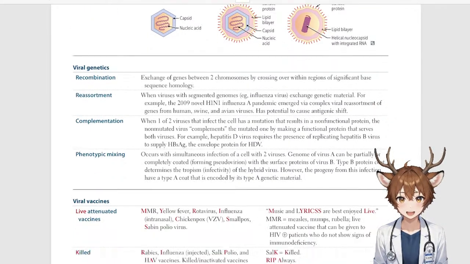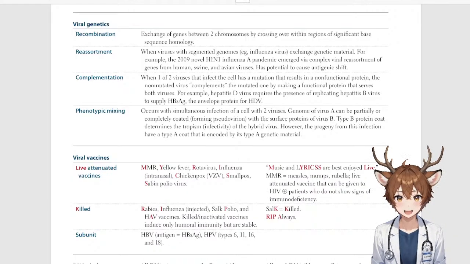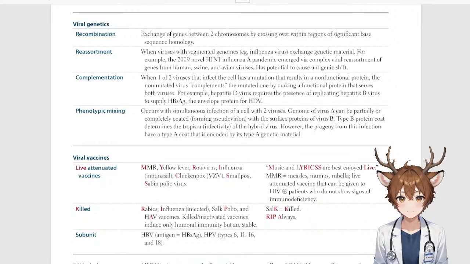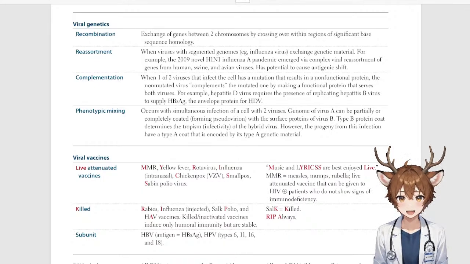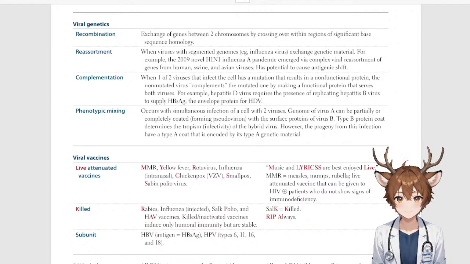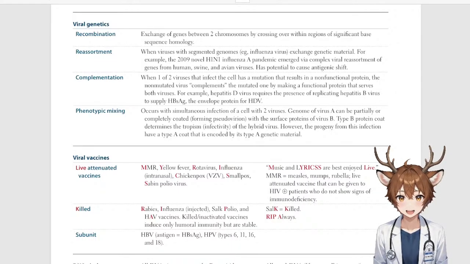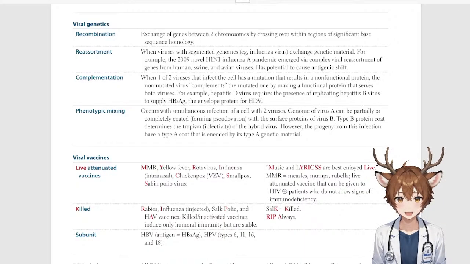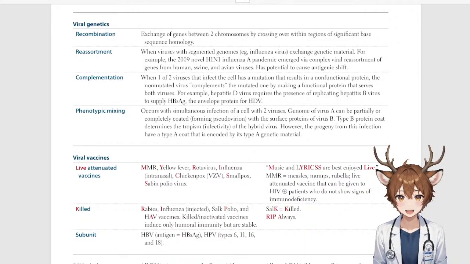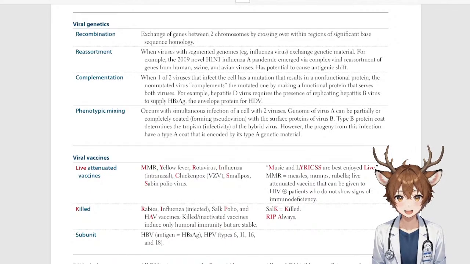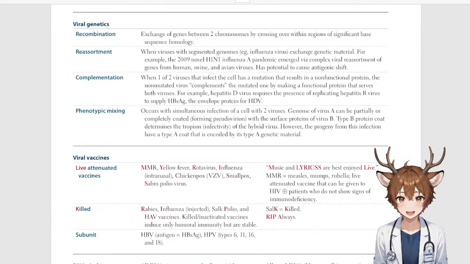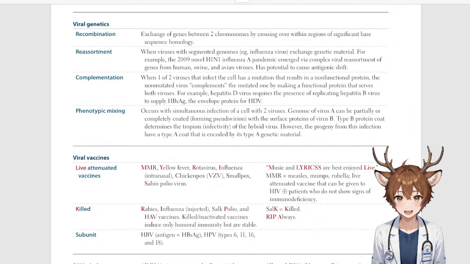Let's talk about viral genetics. Recombination: exchange of genes between two chromosomes by crossing over within regions of significant base sequence homology. Reassortment: when viruses with segmented genomes, for example influenza virus, exchange genetic material. For example, the 2009 novel H1N1 influenza pandemic emerged via complex viral reassortment of genes from human, swine, and avian viruses. It has the potential to cause antigenic shift, reassortment of genome segments.